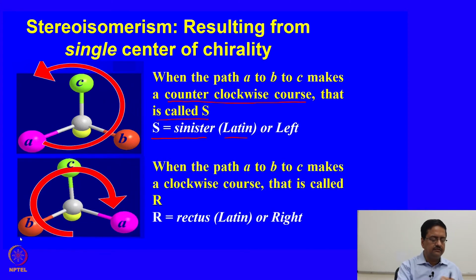If I take the second molecule in the same orientation, what you can see is that 1 to 2 to 3 is now clockwise rotation. 1 to 2 to 3 being in clockwise rotation, we call it rectus in Latin, which essentially means right. So clockwise rotation from priority 1 to 2 to 3 makes it R, and anti-clockwise rotation makes this nomenclature S. So we identify stereoisomers by writing R or S with the chiral center.